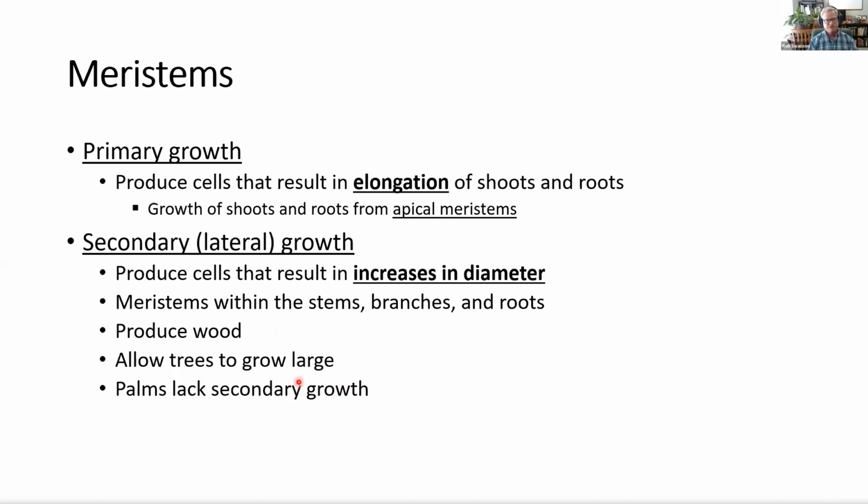And the thing to point out here is that palms lack secondary growth. A palm is going to be the same diameter when it decides to begin shooting up as it will be when it's 30 years old. It'll still be that same relative diameter. They do not have secondary growth. They just have shoot growth, so they just get taller.